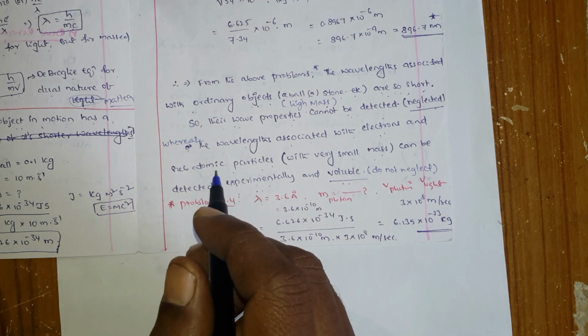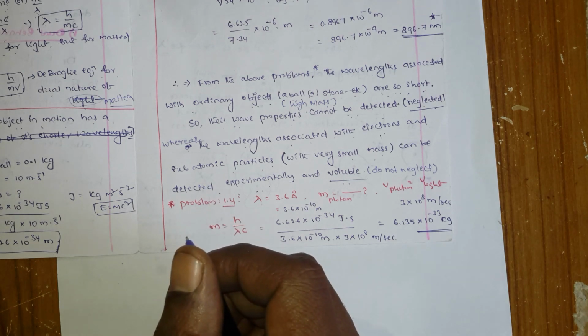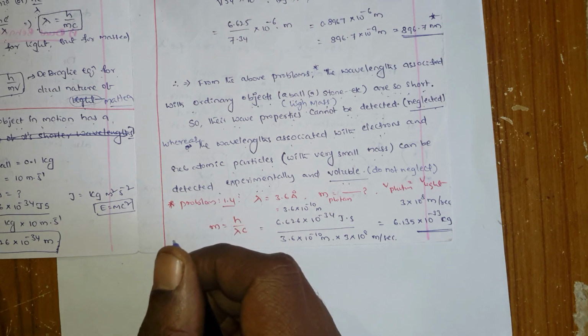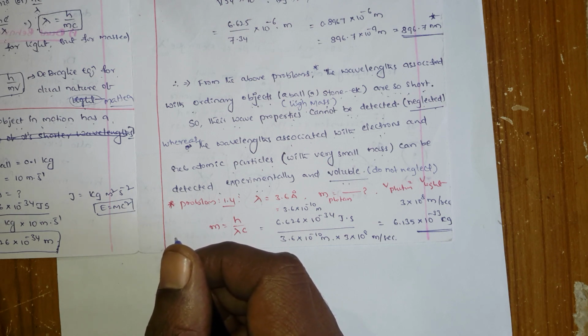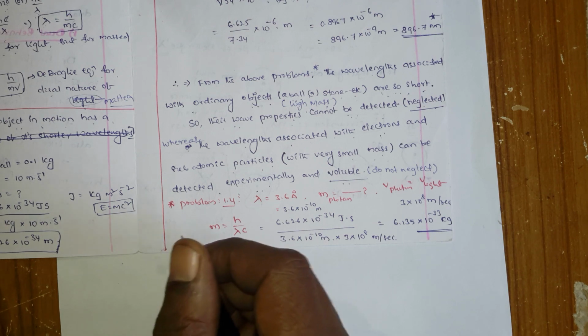Now your doubt is clear, right? The bus mass is very high, so we cannot detect the wavelength. Of course it has one, but it is very small, so it is negligible.